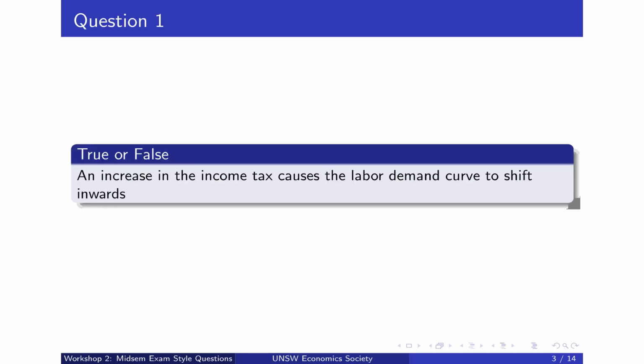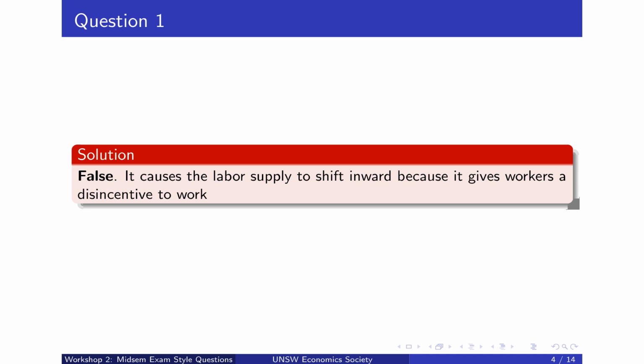Question 1. True or false? An increase in the income tax causes the labour demand curve to shift inwards. This statement is false. An increase in income tax will affect the labour supply and not the labour demand. Firms pay a certain amount of wage and labour only retains the after-tax amount of that.